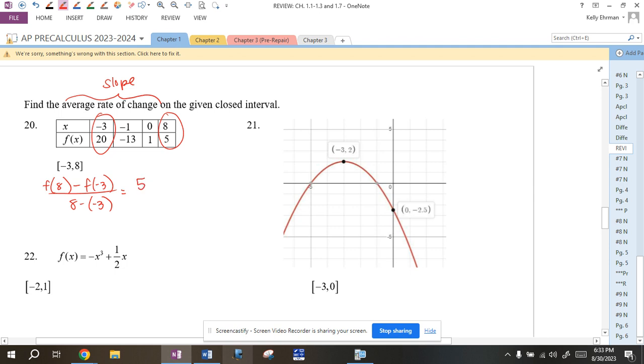Okay, f of 8 is 5 minus f of -3, 20. 8 plus 3 is 11. So the average rate of change is -15/11.